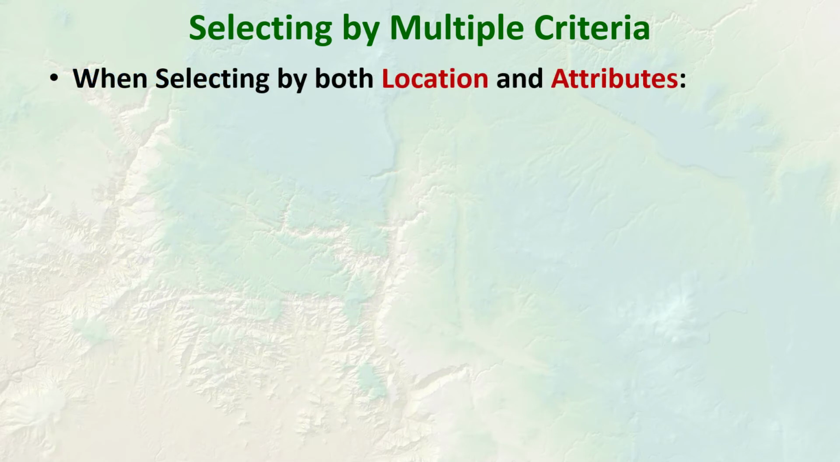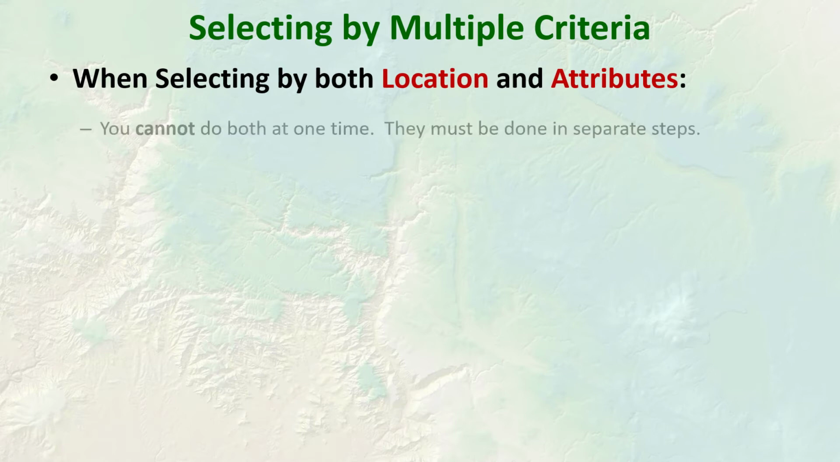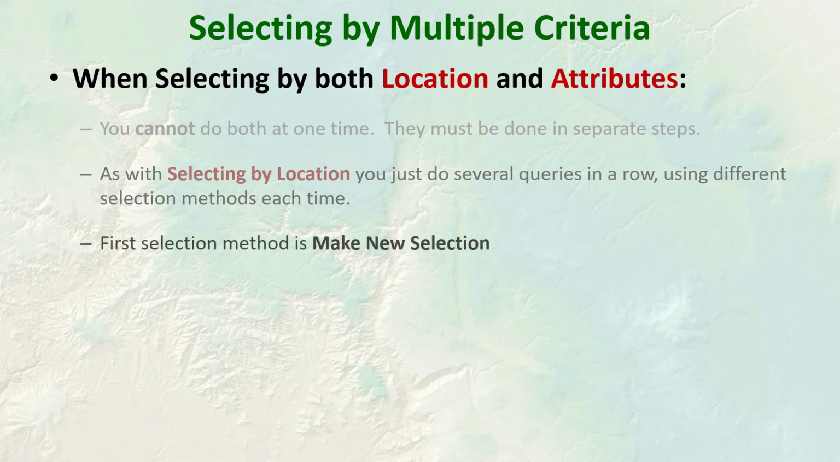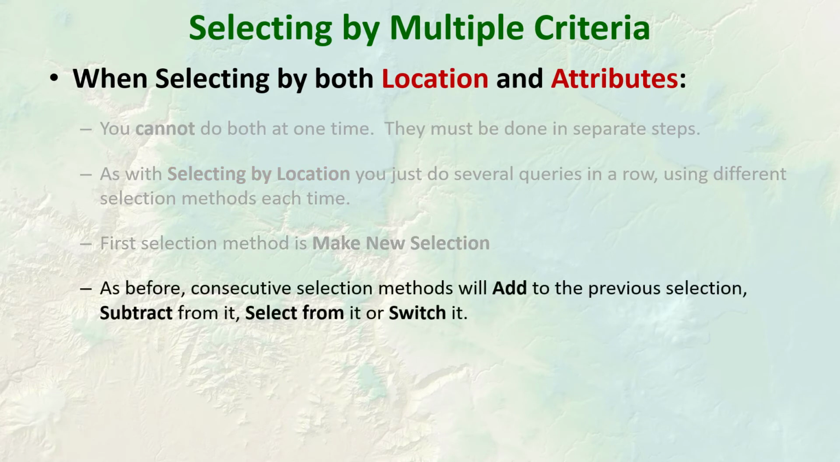Now sometimes you want to mix up the criteria. You want to select by both location and by attributes. Now you cannot do both at the same time, at least not in those tools. If you get into ArcGIS code, you can do it, but not in the standard tools that are available. They have to be done in separate steps. So as with selecting by location, you just do several queries in a row. Each time you do a different selection method. The first method is always make a brand new selection. And then you add to it, subtract from it, select from it, or switch it.